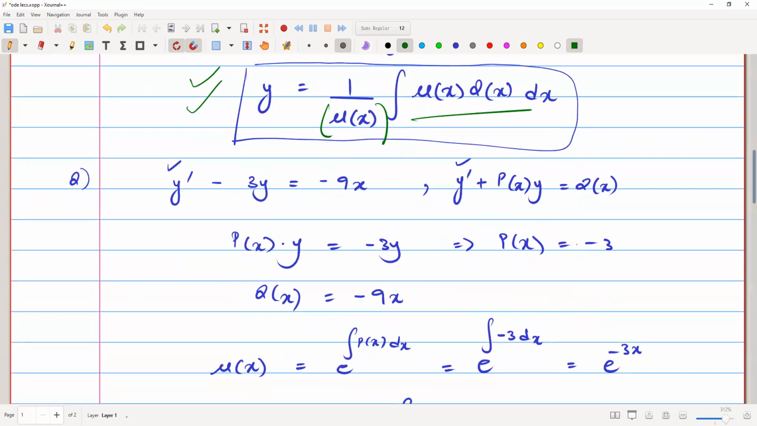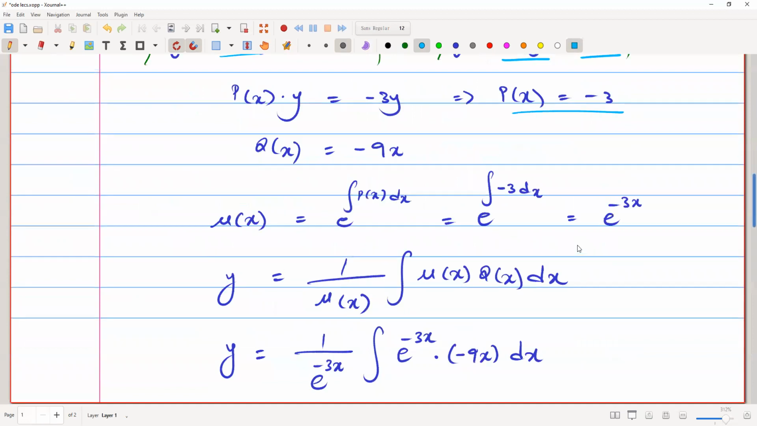So let's take an example here. This is y prime plus 3y equals negative 9x. We will simply compare this given equation with the standard form, and we'll take out this p of x, q of x, and whatever we need, right? So we can see here that p of x times y, this term, equals 3y, this term here. So we can compare and we can get p of x. So p of x is equal to 3. And for q of x, we have negative 9x here. So q of x equals negative 9x, right?